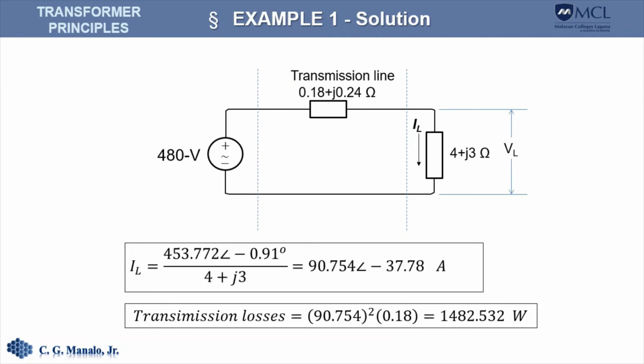We can compute for the current through the circuit. So we get this current and this phase angle. Computing for the transmission losses, we simply multiply the square of the current that passes through the transmission line with the resistance of the transmission line, and that should give us this much transmission loss. So it's approximately 1.5 kilowatts.